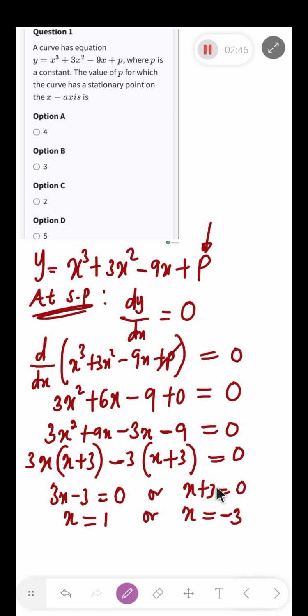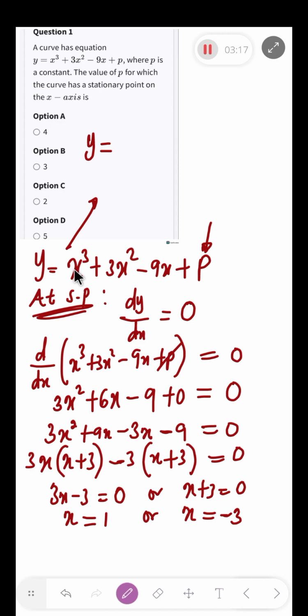Minus 3. Now, the problem is we want to find the value of p for which the curve has a stationary point on the x-axis. Looking at this, I have the x values to be 1 and minus 3. So if I want to find the value of p, it is very, very direct. Just come straight back to y equals x cubed plus 3x squared minus 9x plus p. Now we have two values for x.